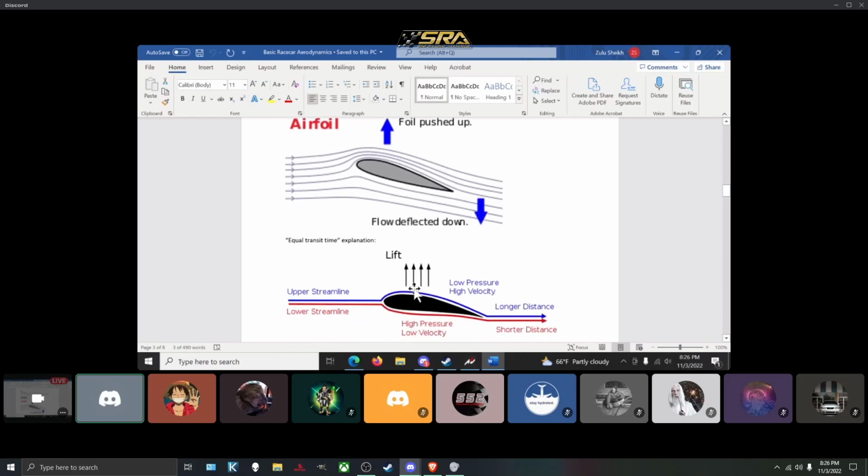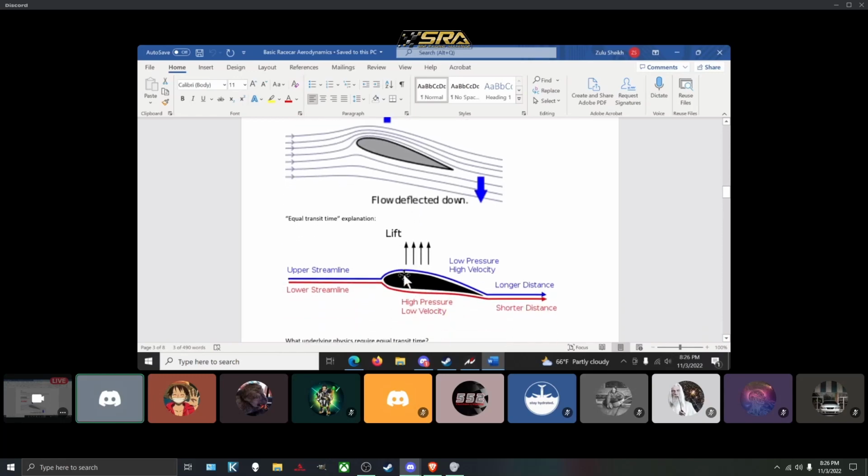The second, which somebody else kind of hinted at, is what's known as the equal transit time explanation. That basically says if I have two air particles, and they both hit the front of the wing at the same time, the particle at the top has to travel a longer distance than the particle on the bottom, right? So it speeds up, it goes faster, pressure on the top of the wing drops, and then you get high pressure on the bottom of the wing.